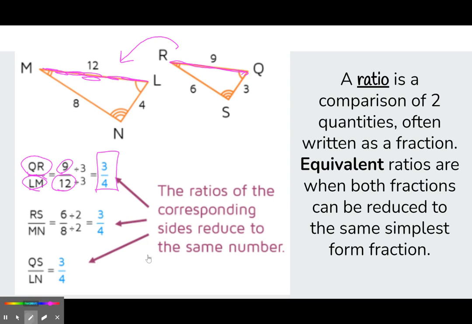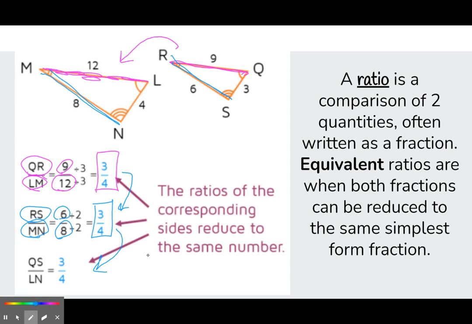And then if we take a look at another side here, let's say RS, well then we're looking at which side corresponds with RS. It'd be MN. So RS side length is 6, MN is 8, so we have 6 over 8. And again, that reduces to 3 over 4. So notice both QR over LM reduces to 3 over 4. And also RS over MN reduces to 3 over 4.